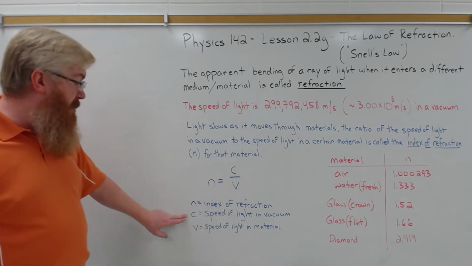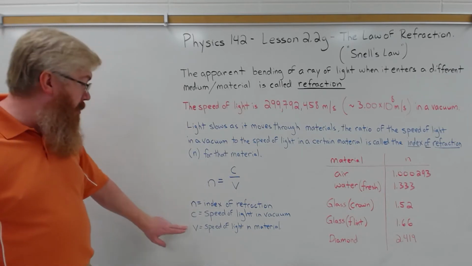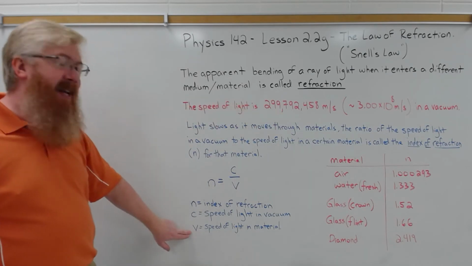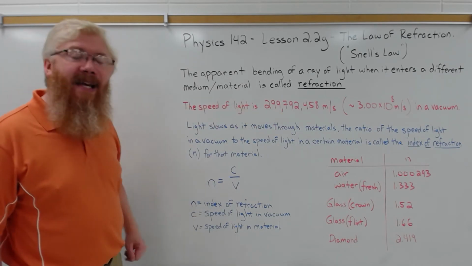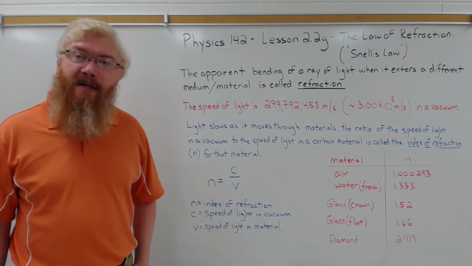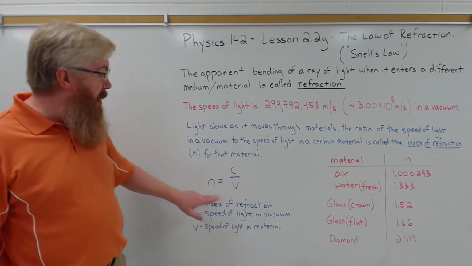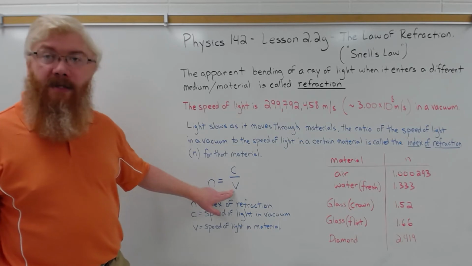So if you know what the speed of light is in the vacuum, which of course we all know, it's this value here. If you know what the speed of light is in the material, you can calculate what the index of refraction of that material is. Or if you know what the index of refraction of the material is, you can tell me what the speed of light is in that material.